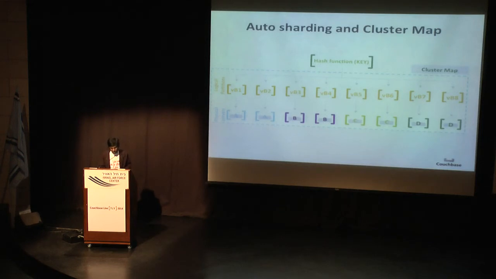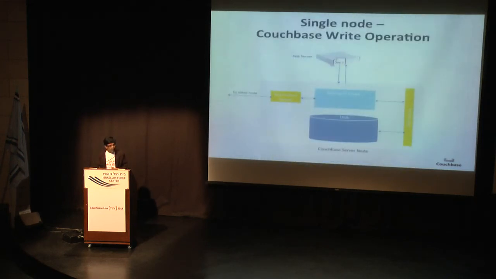So let's look at some of the operations. A single node Couchbase, right. So this is one node in a Couchbase cluster. I'm using one node so that you understand the basic fundamental operation of Couchbase. You have your disk, you have the managed cache, and to the far end you see the disk queue, and this is the replication queue.